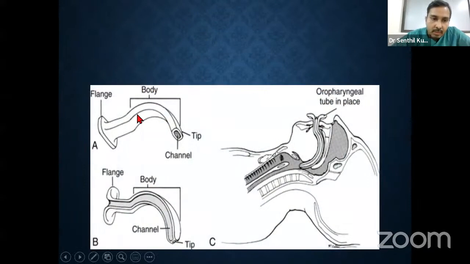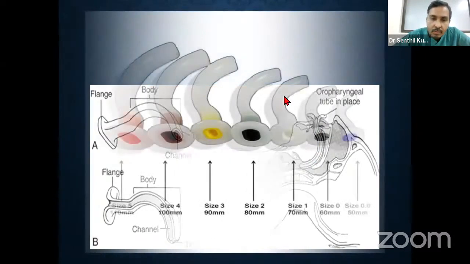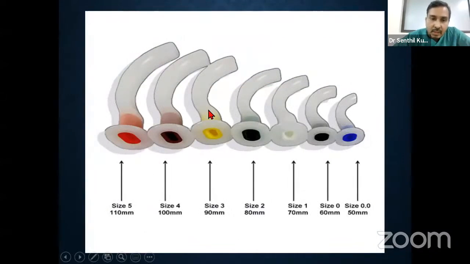Coming to the oropharyngeal airway, this is the picture where you can see the flange. This is the body, or the channel. It is a hollow tube which is curved according to the anatomy of the patient's airway. If ideally placed, it creates a channel so that the tongue and the posterior pharyngeal wall are separated and there is easy passage of air. These are all the available sizes. Commonly we use this green color, size 2 airway, for adult male and female.